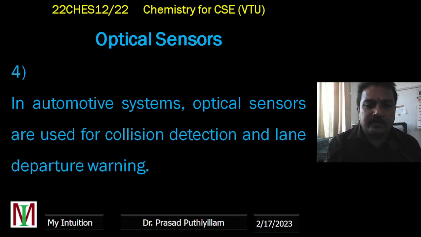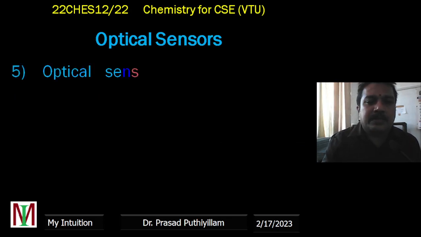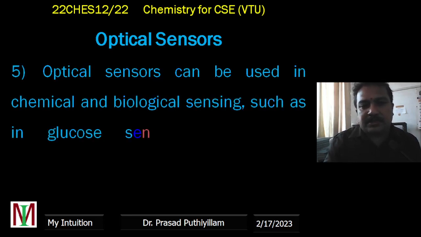Collision detection means when two vehicles are coming and if there is a possibility of collision, it will indicate. If you are sleepy while driving the vehicle, then it will indicate that a collision is going to happen, wake up and control your vehicle. It will also indicate whether we are deviating from the lane in which we are supposed to travel on the road. If it is deviated, then immediately it will indicate that we are getting deviated, because there will be lane marking. Based on that, it will detect and inform.